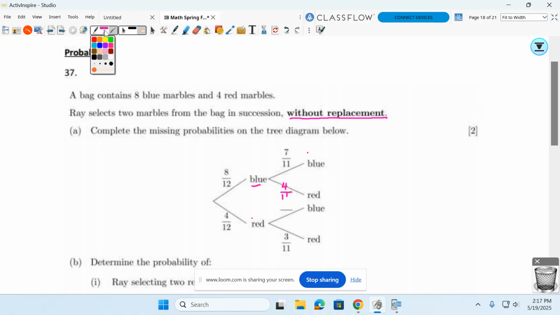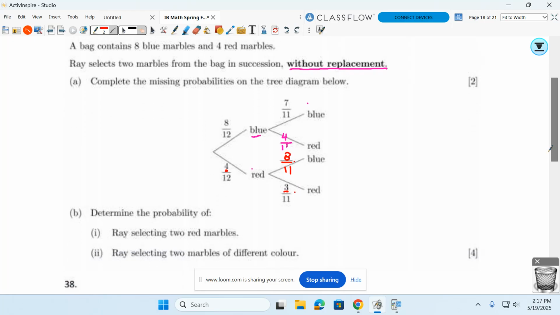As far as the red marbles, we started off with 4 marbles out of 12 as the probability. Then if the first marble drawn is red, the probability of the second marble drawn being red is 3 over 11. What number do we need to add up to 3 over 11? That's 8 over 11. These two have to add up to 1. So then let's look at the second part.